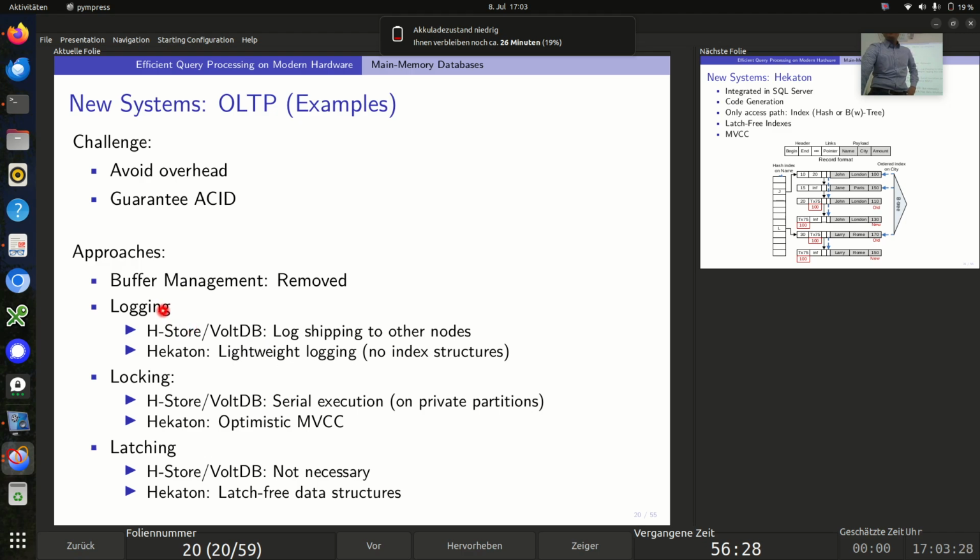Okay, so logging: you have to ensure logging, of course, for recovery. So you have to record it to another node. And locking is also important. There are some database systems that only do serial execution of write workloads. And latching, okay.